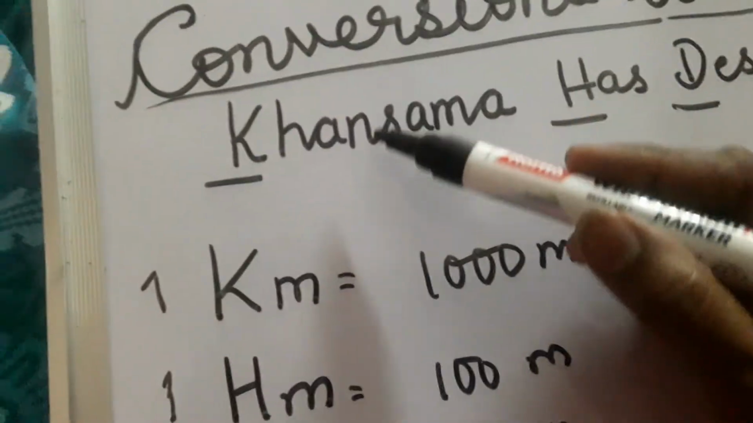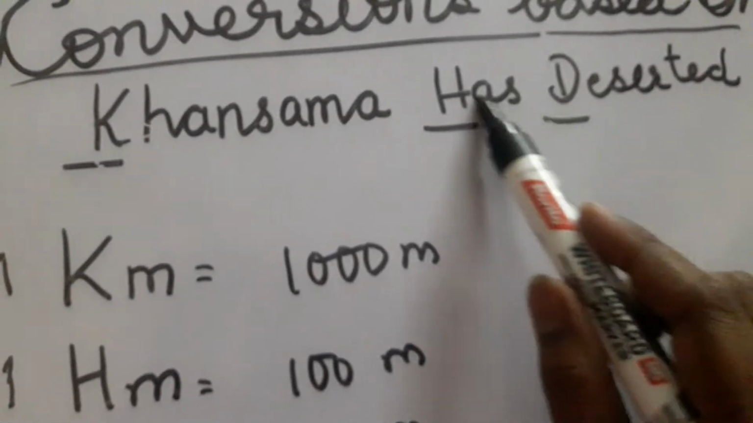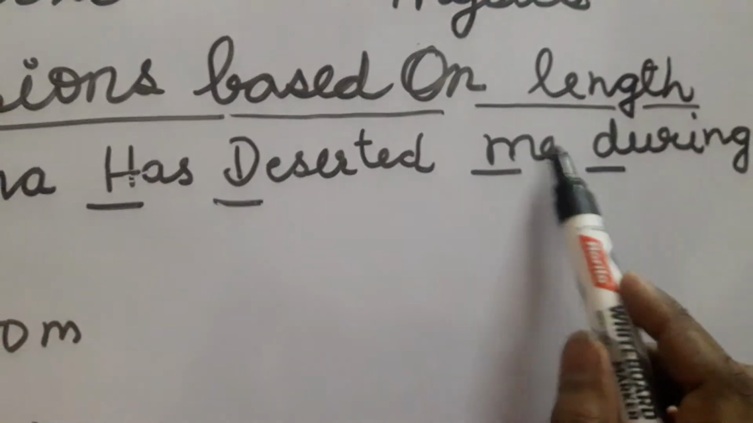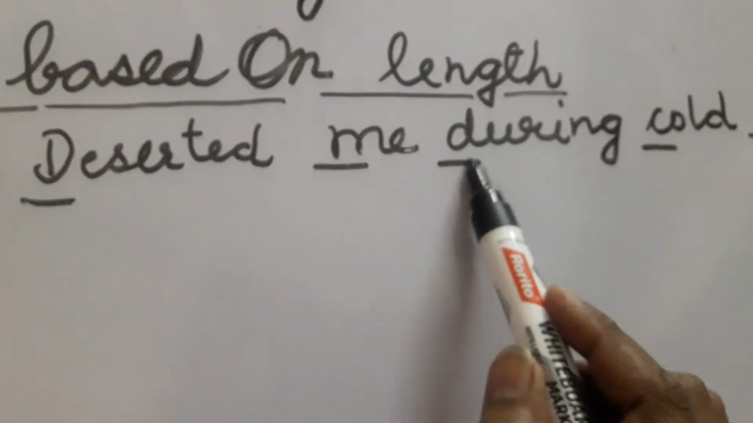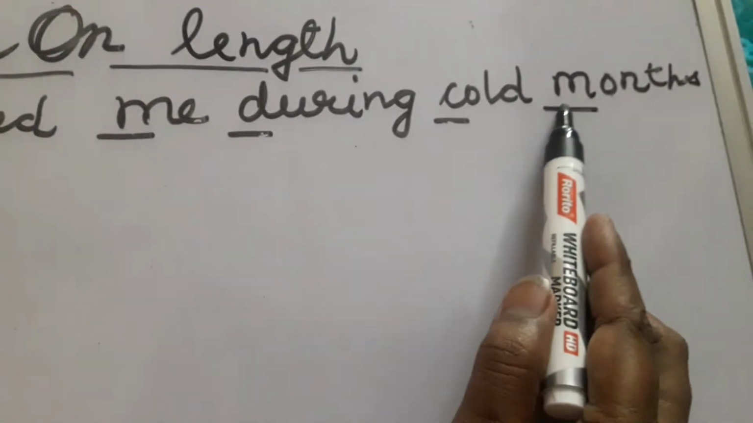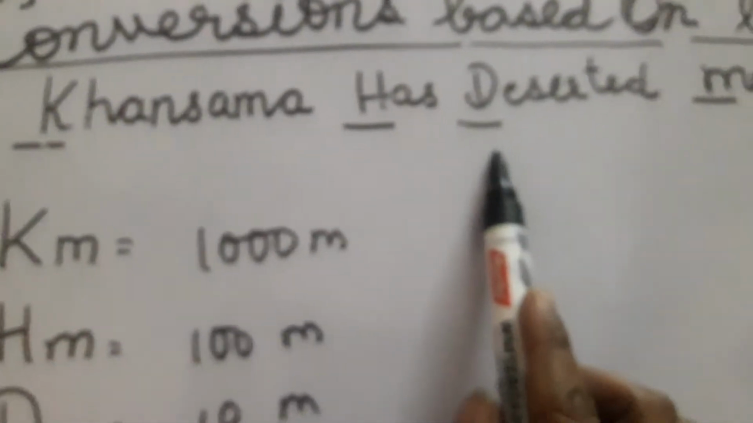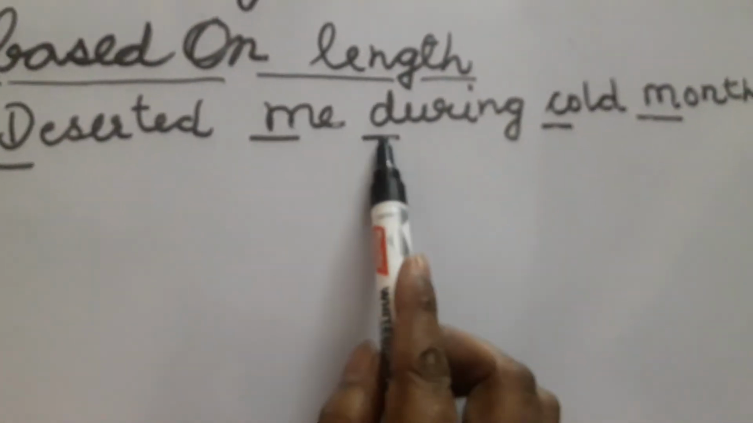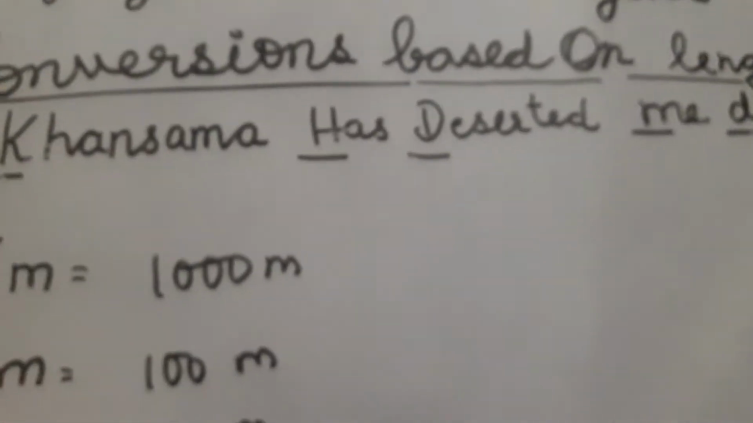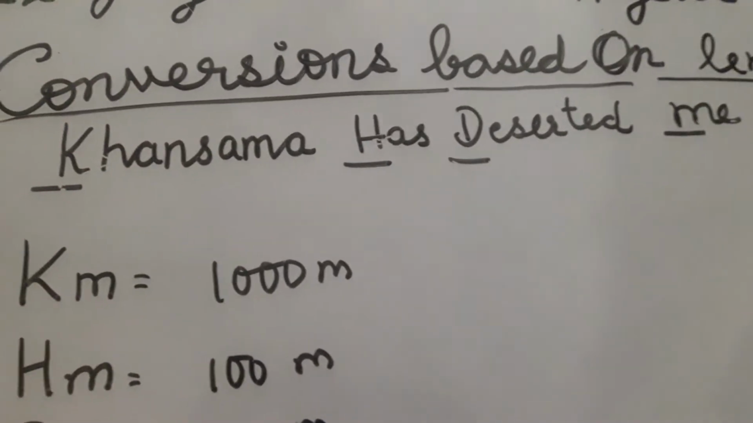So when we talk about Khansama, the K, H, deserted, D, me, M. During, here you can see the small letter, cold small letter and months small letter. The first three letters are in capital and the rest of the starting letters are in small letters. Khansama has deserted me during cold month. If you remember this sentence, you will never forget the sequence.